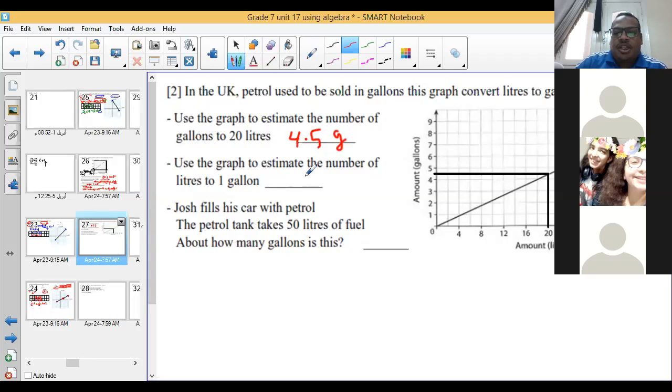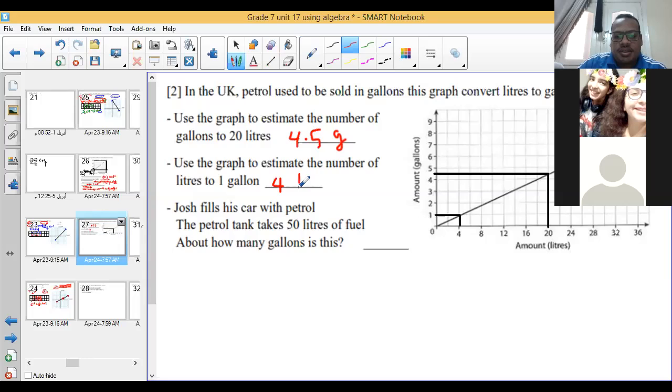Use the graph to estimate the number of liters in 1 gallon. We can draw a line like this, 1 here, and down. It will be approximately 4 liters. Okay, 4 liters.